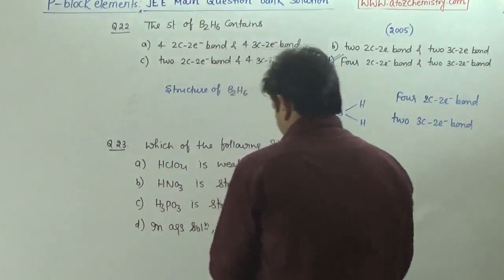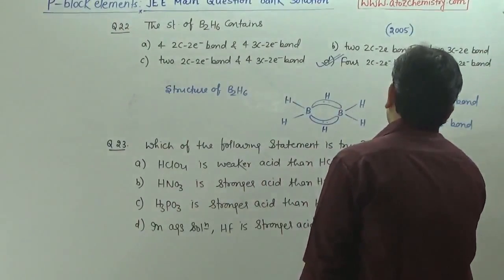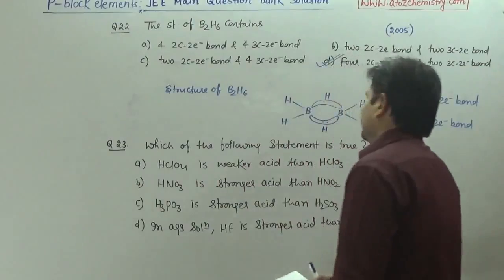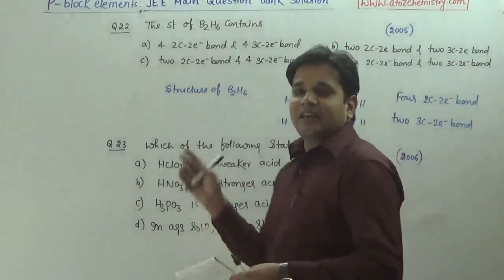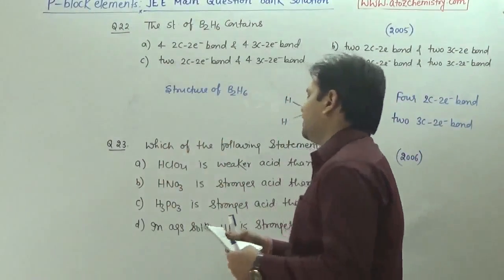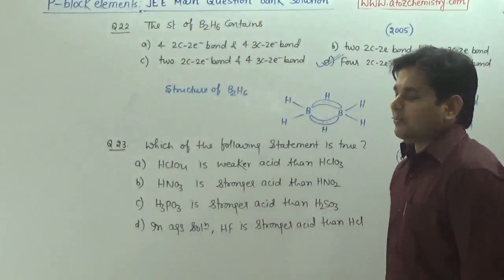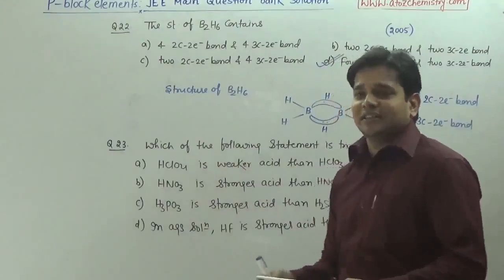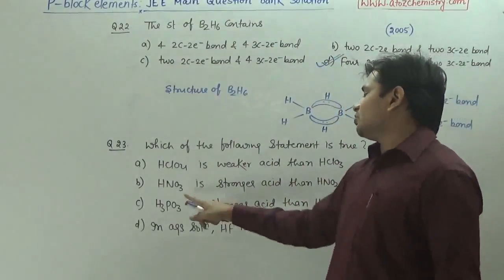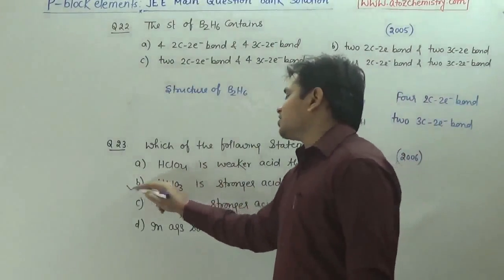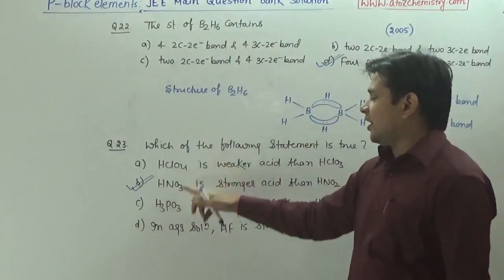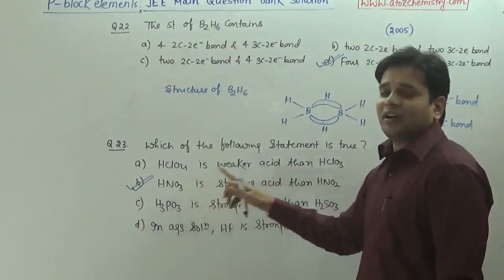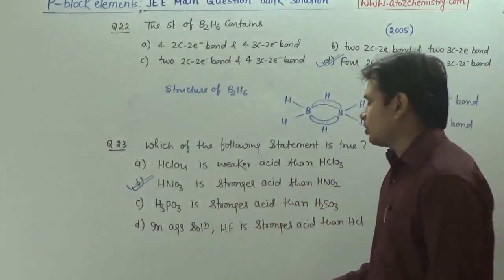If you look at the options, this was the question asked by JEE Main in 2006. HClO4 is weaker acid than HClO3: definitely wrong. In oxy acids, if the number of oxygen atoms is higher, then acidic strength will be more. So HClO4 will be a stronger acid. This is incorrect. HNO3 is stronger than HNO2. This is the correct statement. This same rule is valid here also. If the number of oxygen atoms is higher, then acidic strength of the oxy acid will be more.